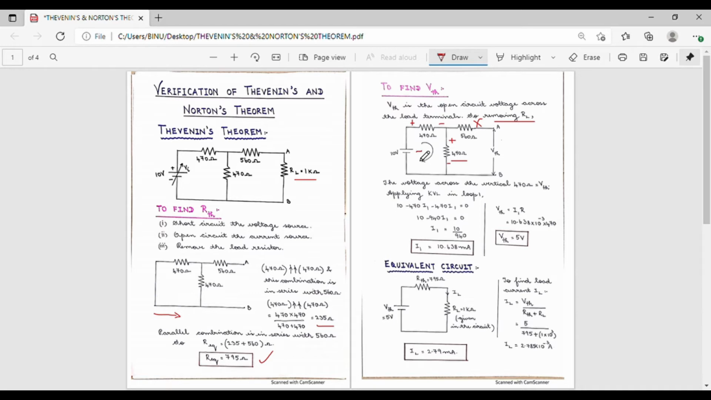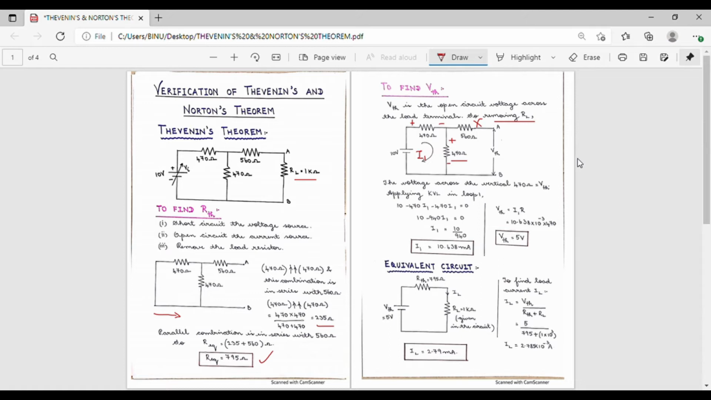Since the current is flowing from the positive, that is the entry point of the resistor, and moving towards the exit point, that is the negative of the resistor, the value of the voltage across this 470 ohm is found to be minus 470 into I1. So V is equal to I into R. The current that is flowing in this loop is assumed to be I1, and the value of the resistor is given as 470 ohm. So the voltage drop appearing across this resistor is found to be minus I1 into R, and the value of R is equal to 470.